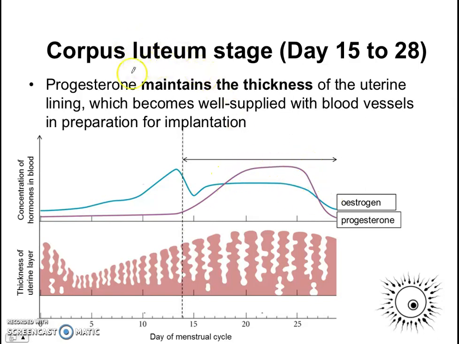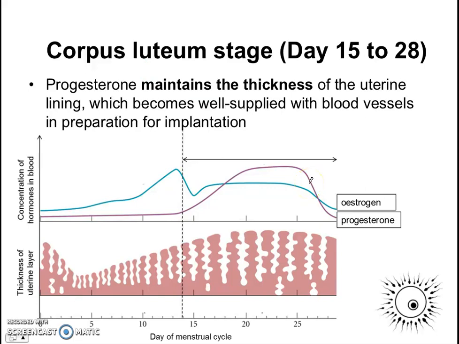And the main function of progesterone, very, very important, is to maintain the thickness of the uterine lining. It ensures that the uterine lining is well supplied with blood vessels, in the case that there will be an embryo implanting itself inside and developing into a fetus. So the important point is just to notice that this purple line here represents progesterone.